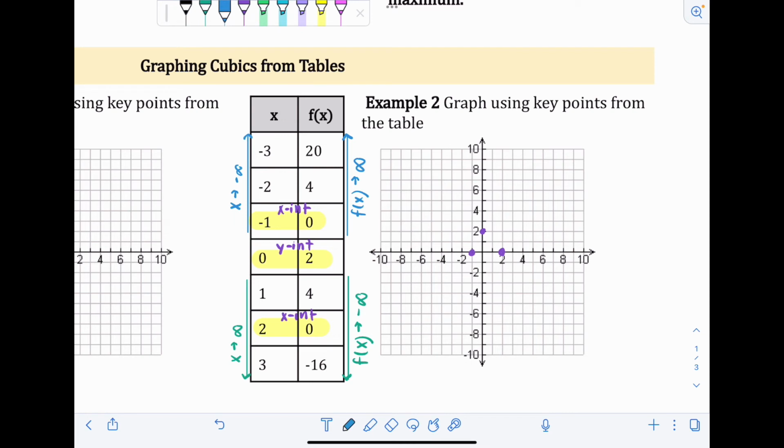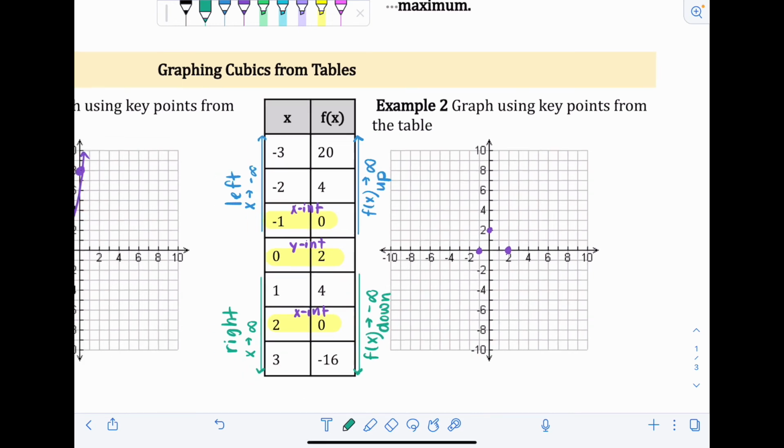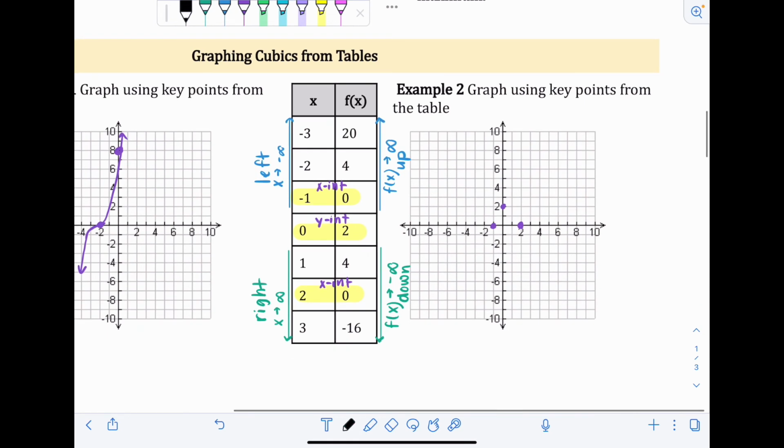So x approaching negative infinity, that's left. And then f of x approaching infinity, that's up. And then x approaching infinity, that's right. F of x approaching negative infinity, that's down. So this graph is going to finish left and up, and then right and down, and there's probably going to be some changes of direction in between.